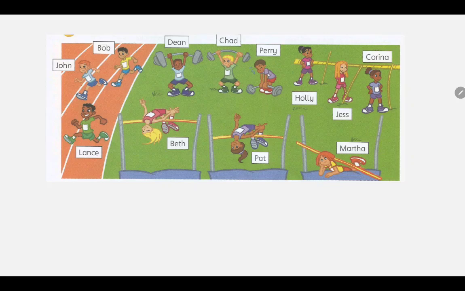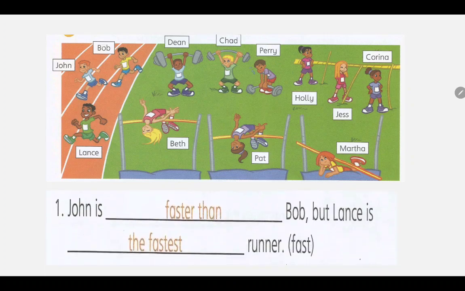Next task is you have to write the correct superlative adjective or comparative adjective. Example, John is faster than Bob, but Lance is the fastest runner. So, it is between John, Bob, and Lance. The given adjective is fast. So, John is faster than Bob. However, Lance is the fastest.